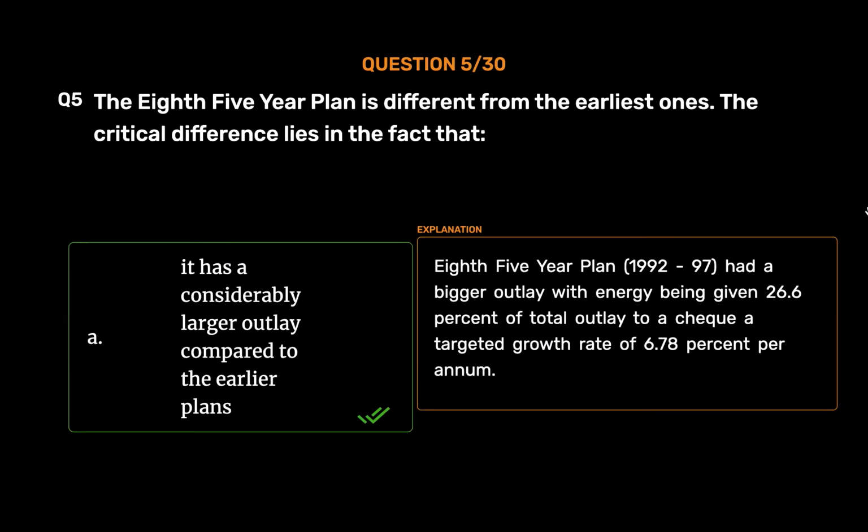Eighth 5-Year Plan, 1992 to 97, had a bigger outlay, with energy being given 26.6% of total outlay to achieve a targeted growth rate of 6.78% per annum.